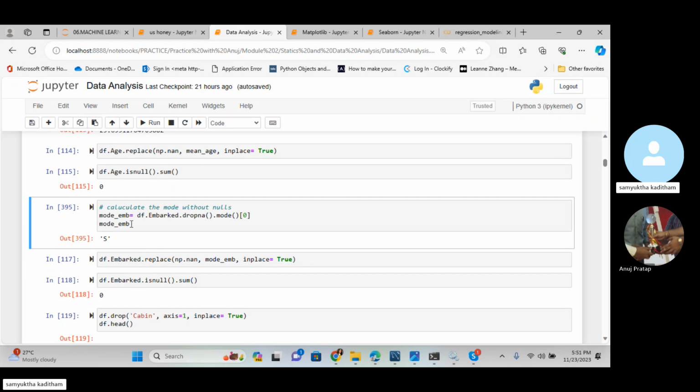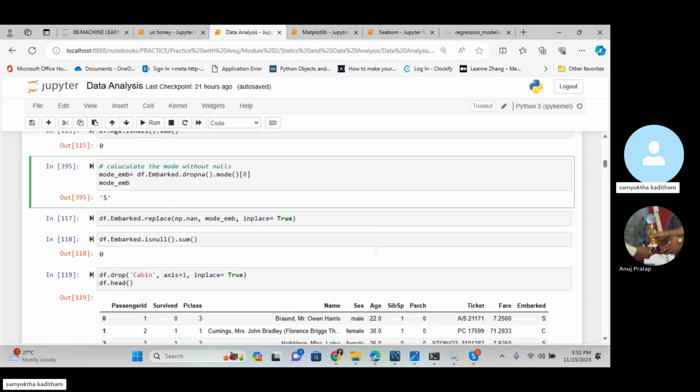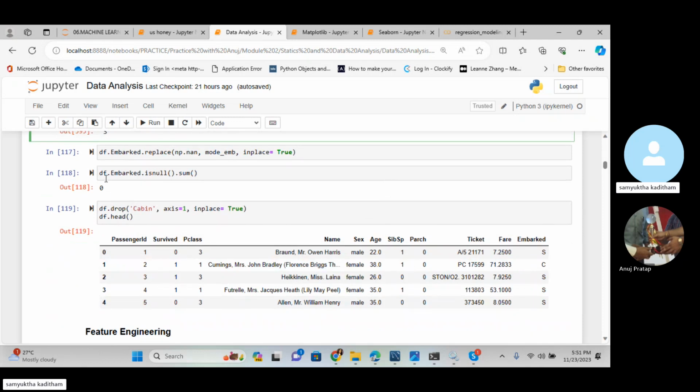Generally, there's no need to replace. We can just drop the only 2 rows, right? But we need to explain how we replace with the mode. That's the reason for doing all this, because we have to show how we can deal with a categorical column, right? That's why we did this. Next, in the embarked column we replaced the mode.